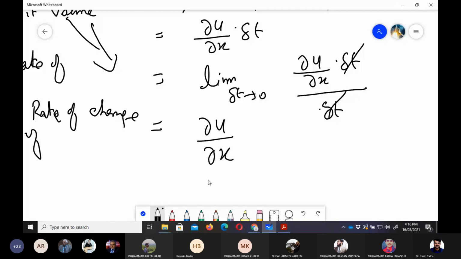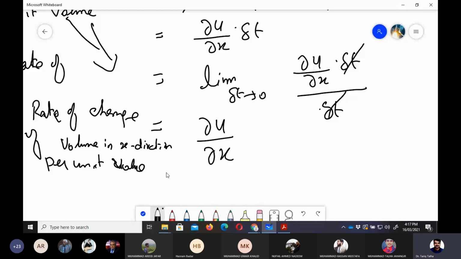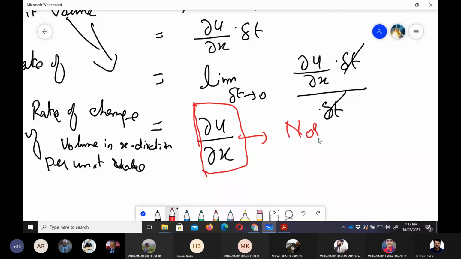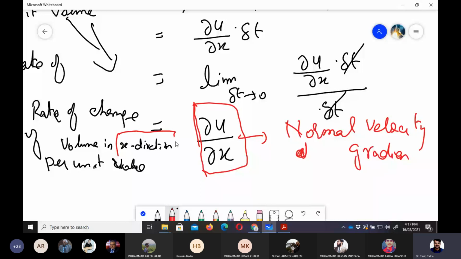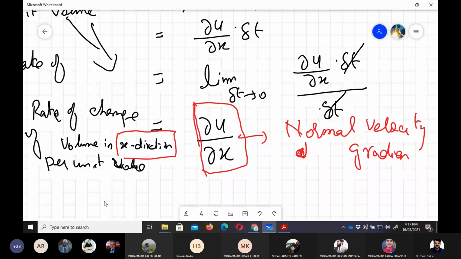ऑफ वॉल्यूम इन x डायरेक्शन पर यूनिट वॉल्यूम. वो हमारे पास आ गया जी x डायरेक्शन के लिए. ये चीज आपके लिए बहुत इंपॉर्टेंट है. और ये किसके इक्वल है? नॉर्मल वेलोसिटी ग्रेडियंट के इक्वल है इन x डायरेक्शन. ठीक हो गया. अब इसी तरह अगर मैं यही चीज y डायरेक्शन में निकालना चाहता हूं तो वो किसके इक्वल आएगी?